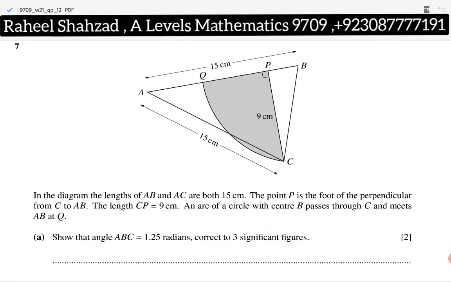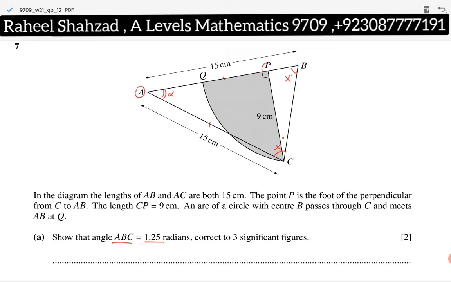So in this question number 7, we have to show that ABC is 1.25. Have a look. This ABC is an isosceles triangle with these two sides equal, 15 and 15. So if I manage to find this angle, then these two would be the same. Both angles would be the same. So let's find this alpha first.